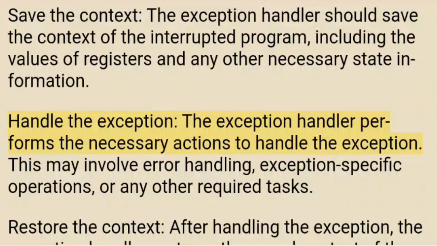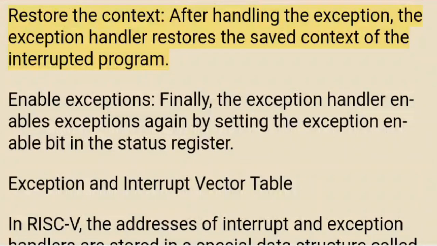Handle the exception. The exception handler performs the necessary actions to handle the exception. This may involve error handling, exception-specific operations, or any other required tasks. Restore the context. After handling the exception, the handler restores the saved context of the interrupted program. Enable exceptions. Finally, the exception handler enables exceptions again by setting the exception enable bit in the status register.